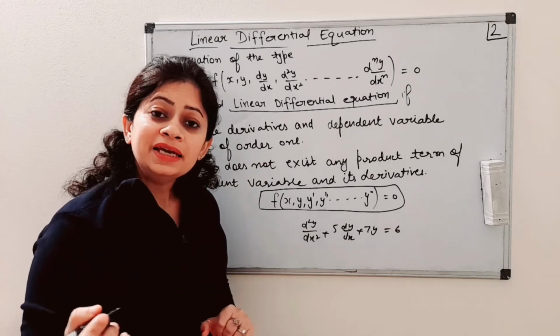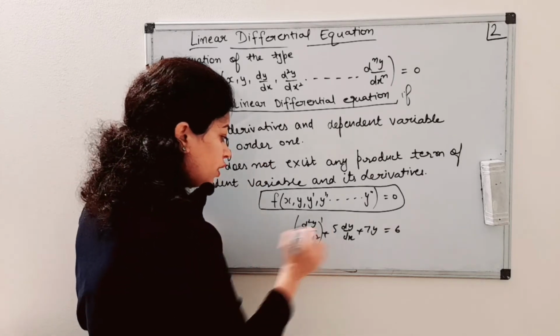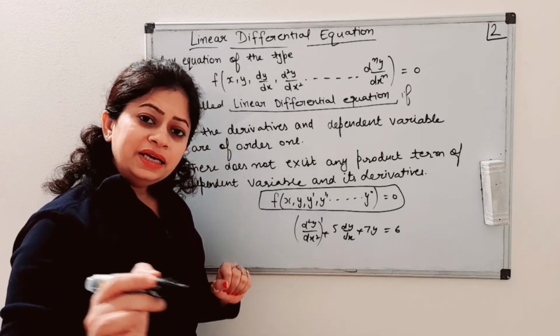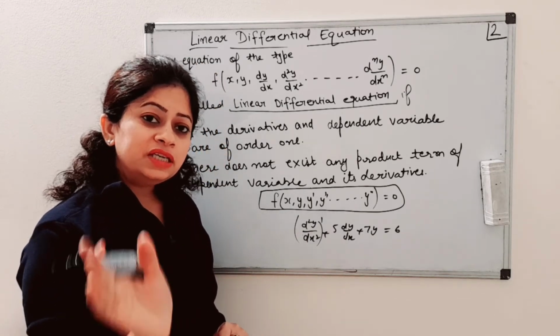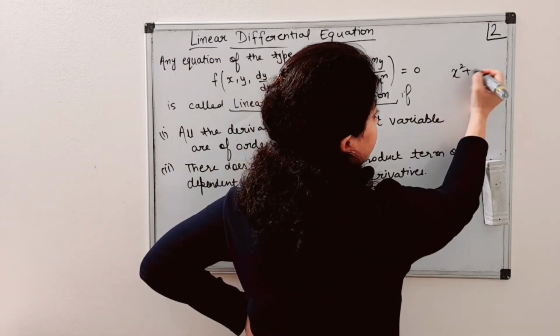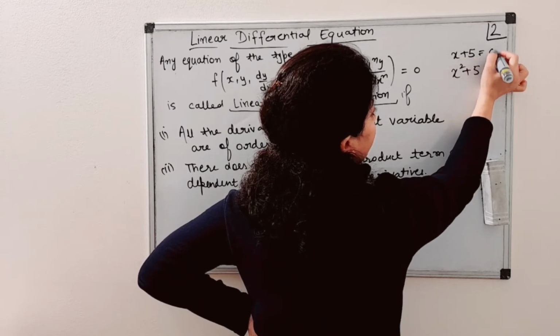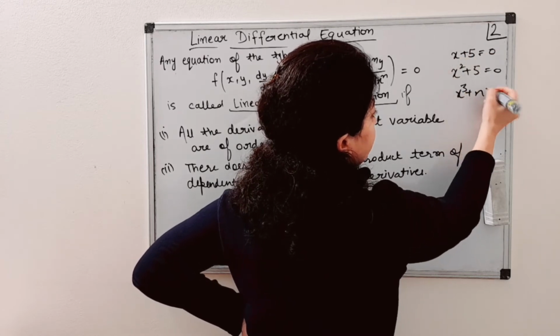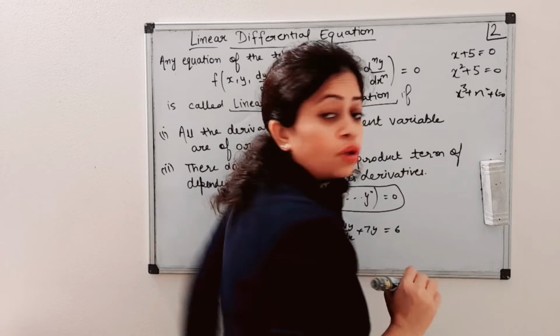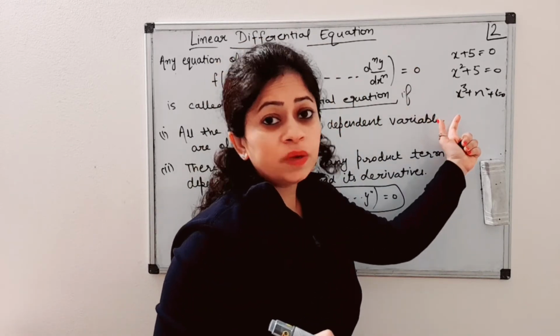And I say, what is the degree of this equation? You will say the degree is 1. And in linear equation, linear means degree is 1. When we study equations like this, x square plus 5 equal to 0, x plus 5 equal to 0, x cube plus x square plus 6 equal to 0, we say this is linear equation, this is quadratic equation, this is cubic equation.